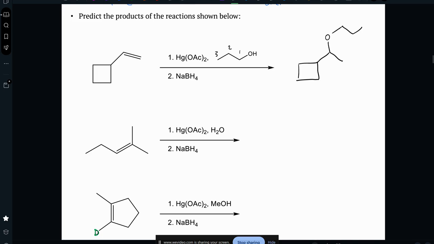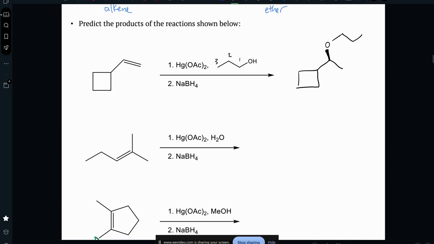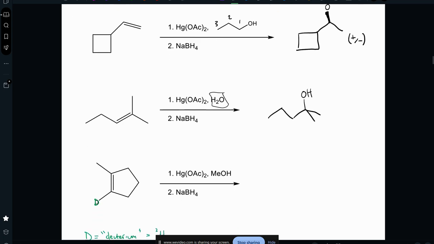In terms of stereochemistry, if you want to consider it, I did create a new stereocenter. I'll make this a wedged bond, but I'll say, because I've made a new stereocenter, I'm going to get a racemic mixture of those products. All right, in this second case, now I'm using water, not an alcohol. So I expect my product to just be a Markovnikov addition and put an OH on the more substituted carbon. There are no stereocenters in the molecule to consider.